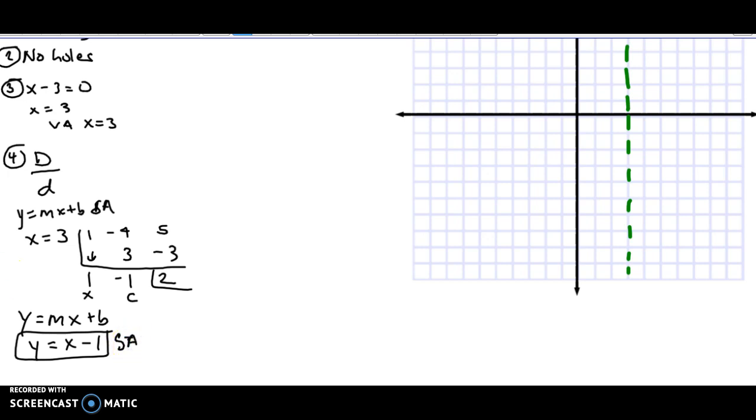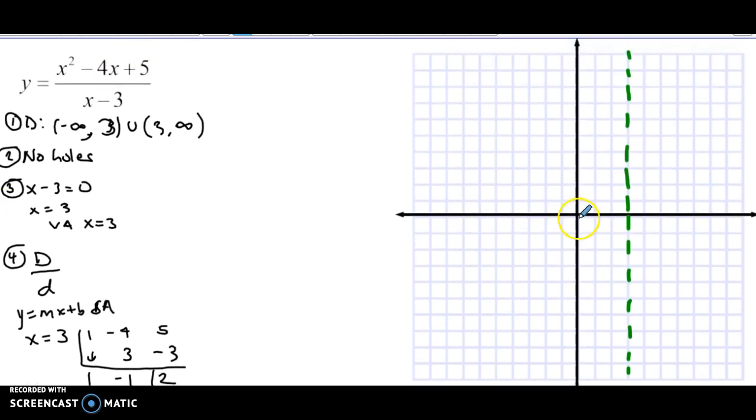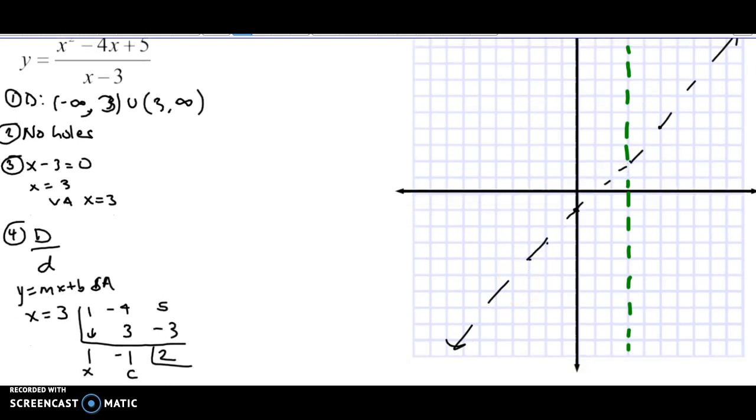So we'll go ahead and plot this slant asymptote here. We'll go -1. From here we'll go up 1. And kind of estimate the rest of it. But this is our slant asymptote. Probably should definitely make it dotted so there's no confusion. So slant asymptote has been formed.